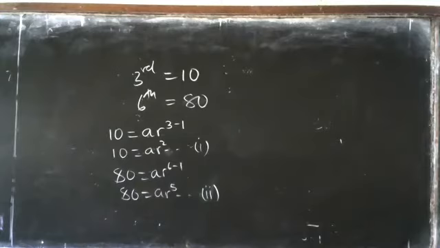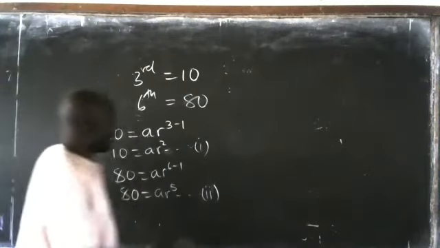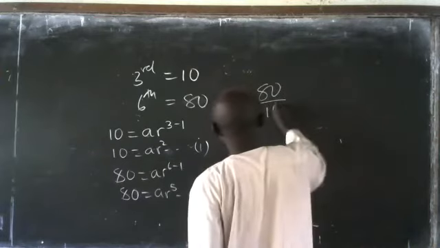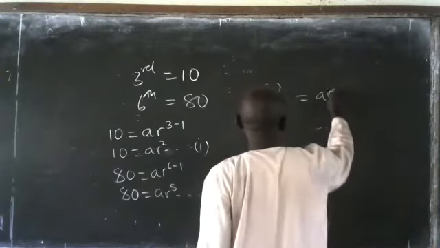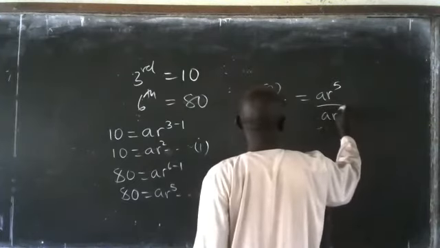I think the best method is dividing. You can substitute, but dividing is better. Divide the second equation by the first. We shall have 80 over 10 is equal to AR power 5 over AR power 2.